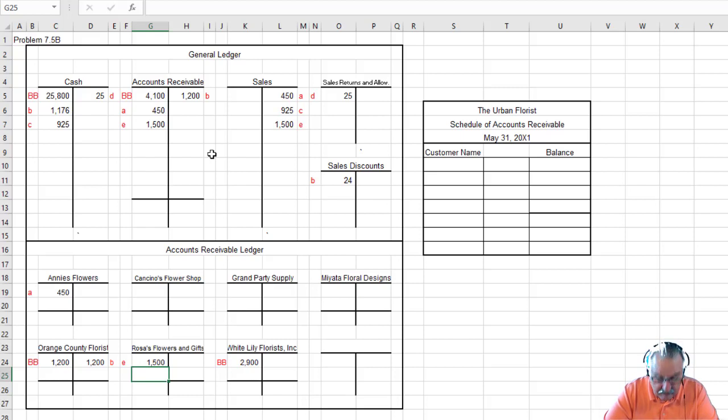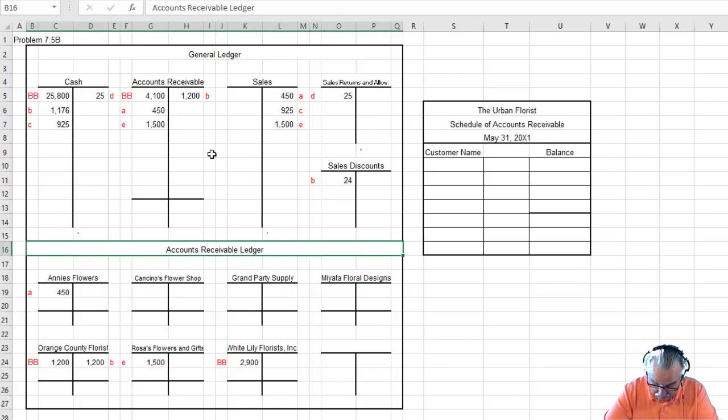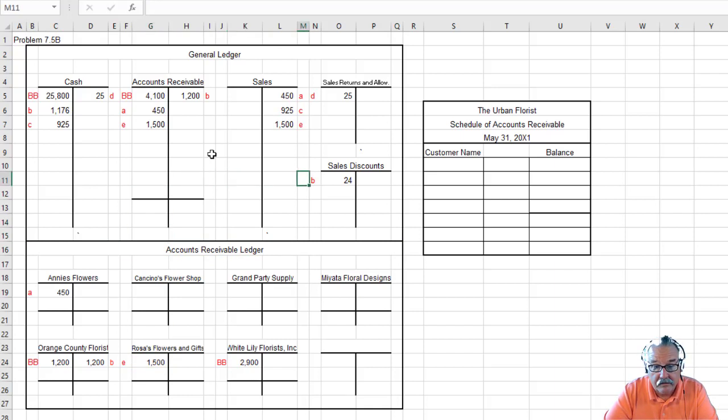Transaction F, we received money from Annie's Flowers, debit sales discounts. This is F for $9, debit cash for $441, and credit accounts receivable for $450. So that is Annie's Flowers. We're going to post that $450 credit to her account. Anytime we put something in accounts receivable, we have to also post it to the accounts receivable ledger.